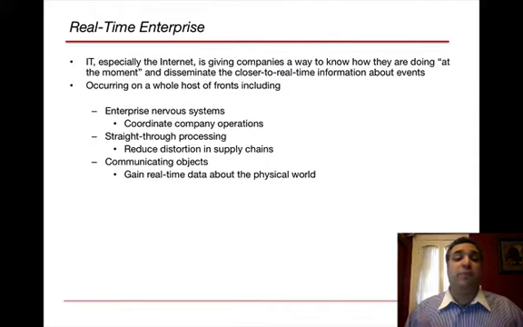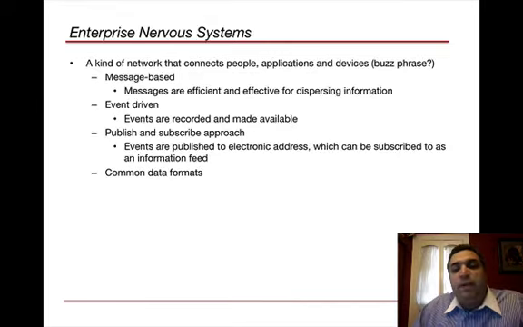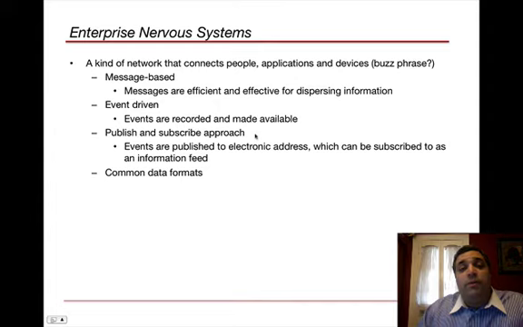And communicating objects, we gain real-time data about the physical world. We might include objects about weather, we might include objects about traffic, we might include objects about different products and a customer, and pull them all together and say, all of these things are important for some part of our enterprise. So the enterprise nervous system is a kind of network that connects people, applications, and devices. They may be message-based, event-driven. We do a publish and subscribe. This is kind of from the messaging systems that we talked about two modules ago, and generally they have common data formats. Straight-through processing is real-time information.